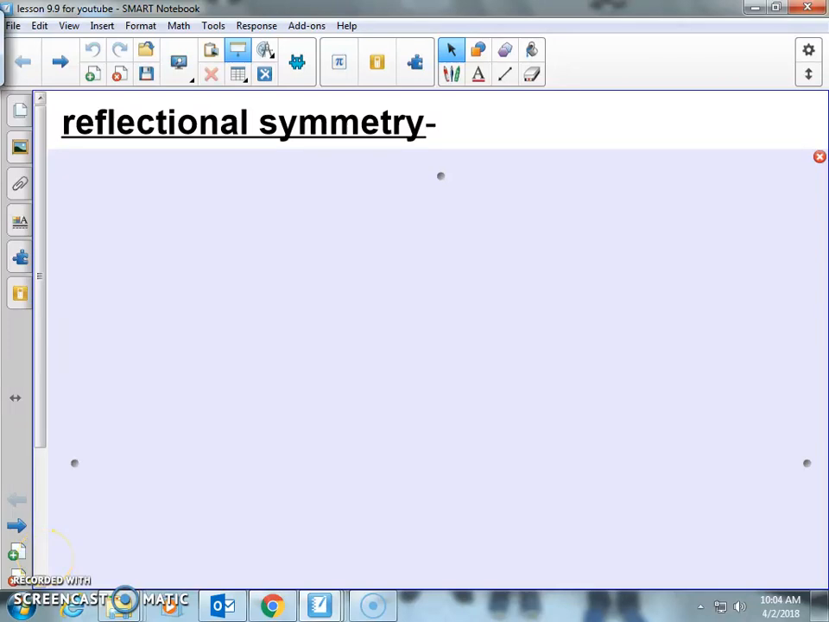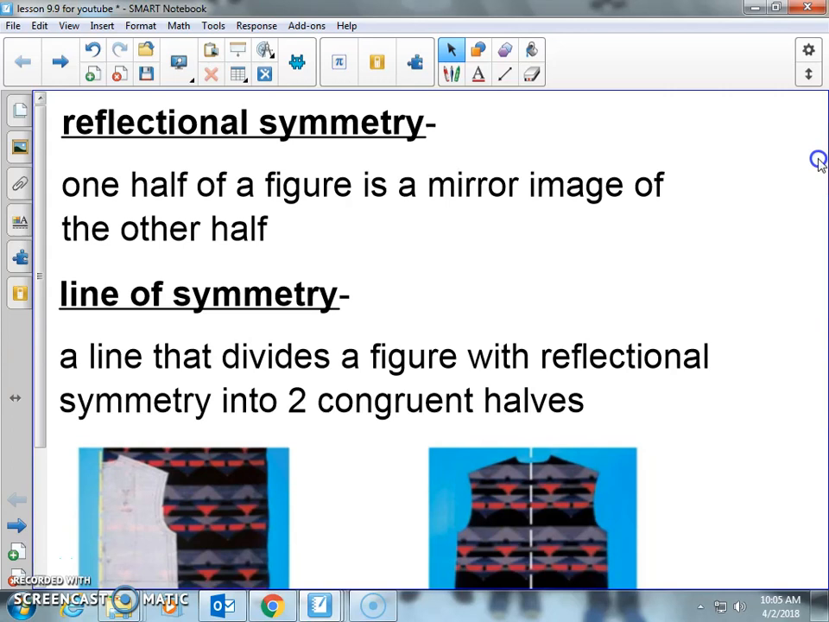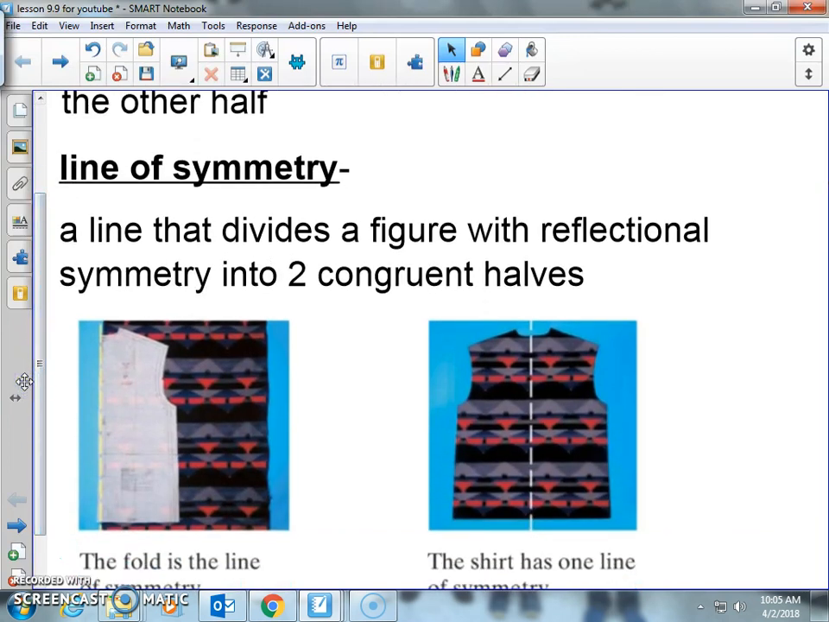All right, so what we want to talk about next is symmetry, reflectional symmetry specifically. And that's where half of a figure is a mirror image of the other half. In the picture here, you can see the cutout of a vest, okay? And there's a line down the middle, and that line is called the line of symmetry.